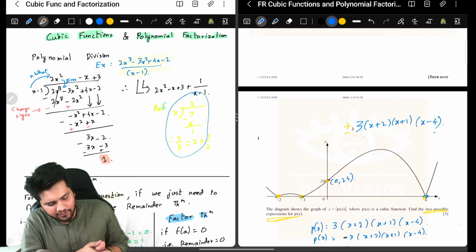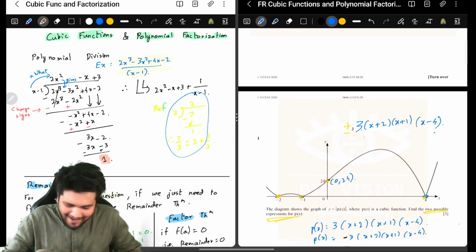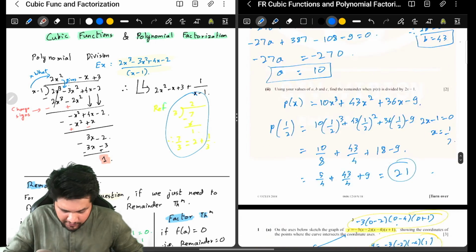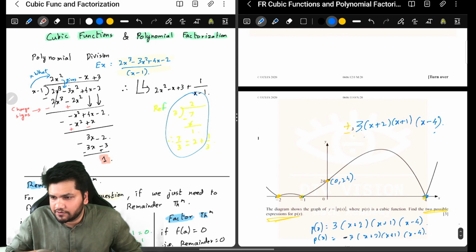See, I haven't seen any question based on polynomial division, so it's not that important, but definitely factor theorem, remainder theorem and complete factorization are very important, and also there are inequalities of cubic functions.